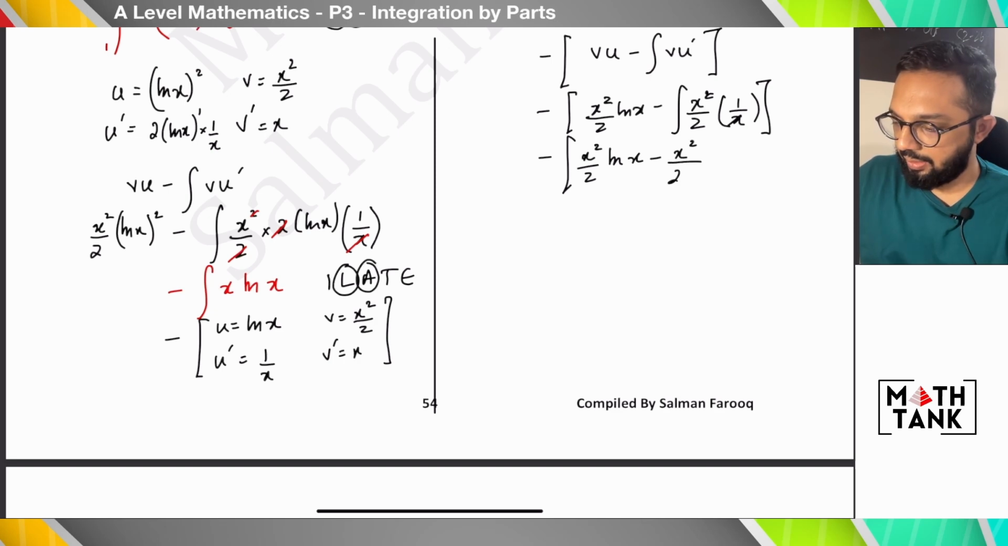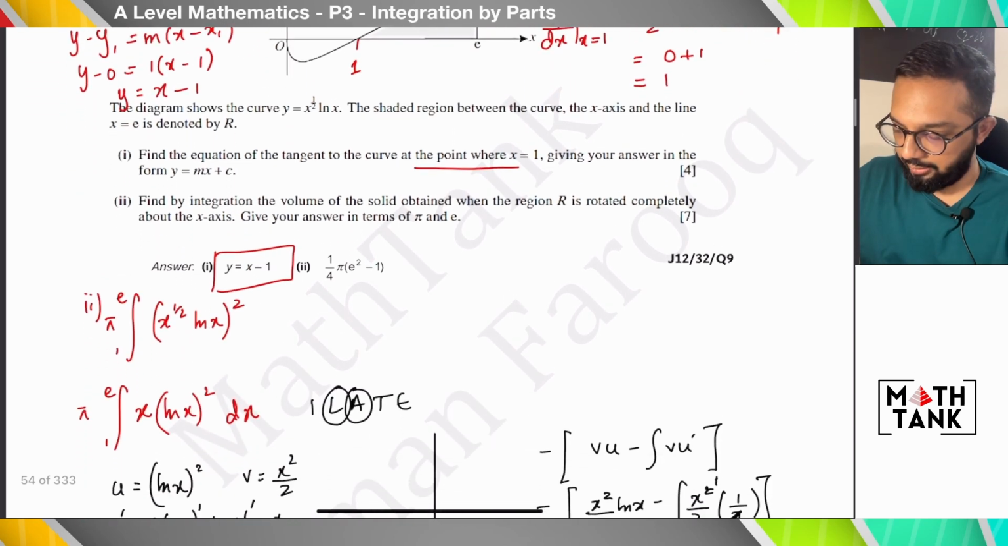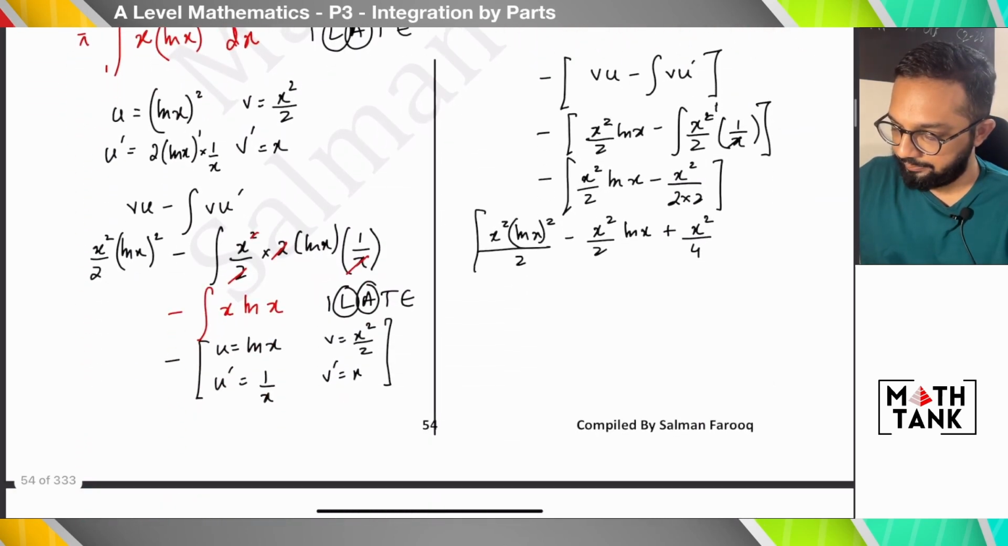So this becomes x squared over 2 into 2, because this was x power 1. I integrated it again, so that is what it becomes. x squared (ln x)² over 2 minus x squared over 2 ln x plus x squared over 4. And I have the limits 1 to e, and there's a pi outside.